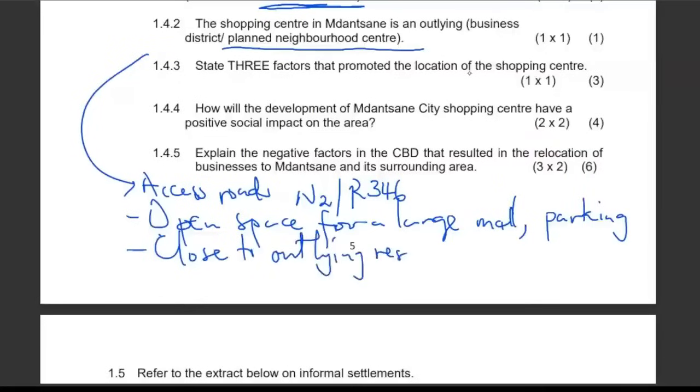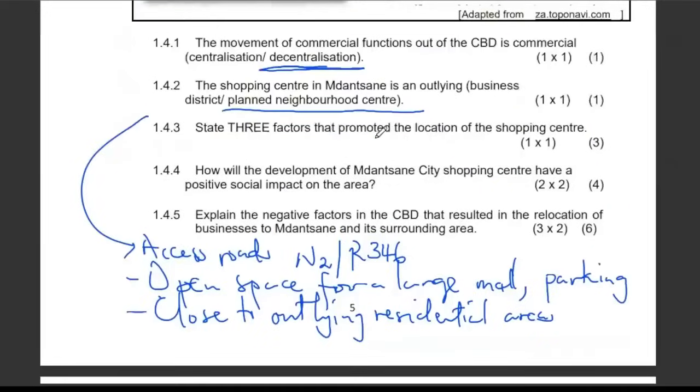And also it is close to outlying residential areas. For that reason, they have a market base. There's a market because it's close to the outlying residential areas. Mainly in those outlying residential areas is where we find the most affluent customers, customers who can afford, mainly wealthy clients. So they tend to support those businesses because of their level of income. Basically, those are some of the factors that favor the location of that particular shopping center.